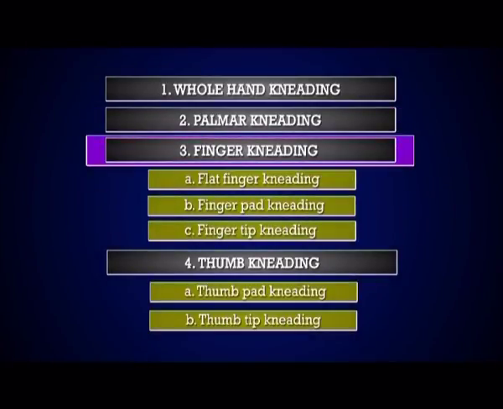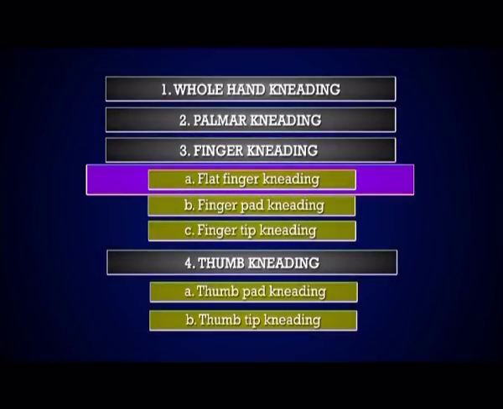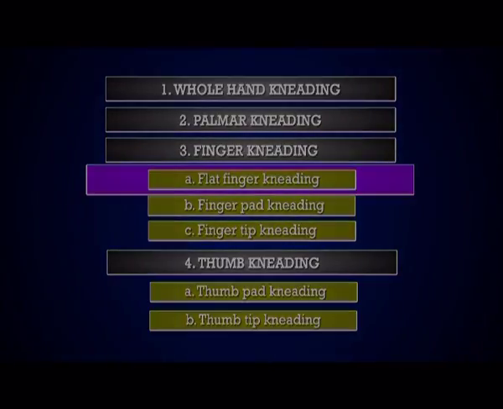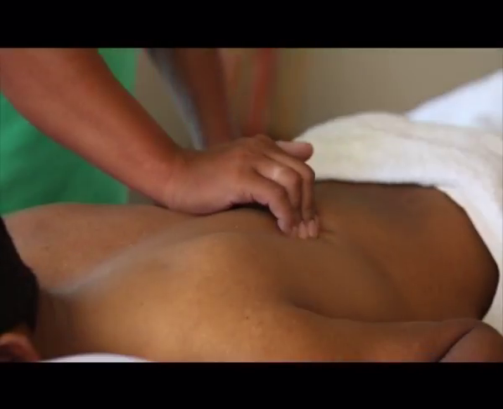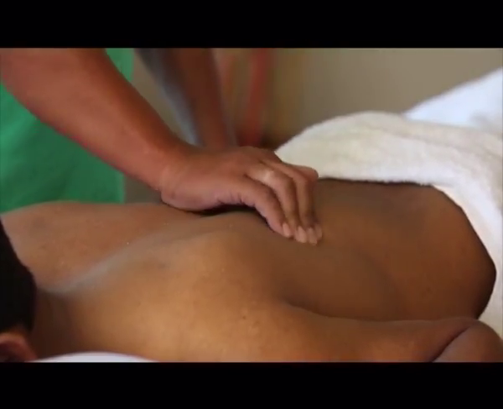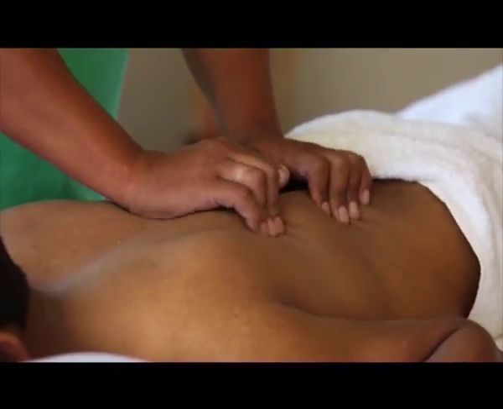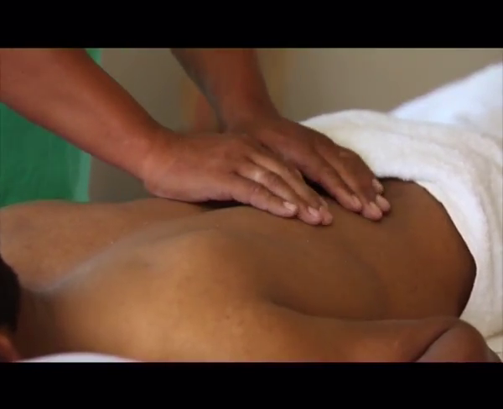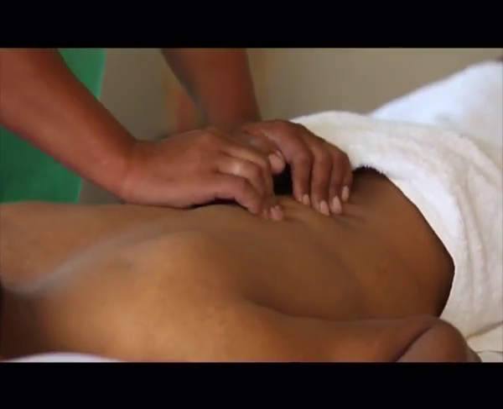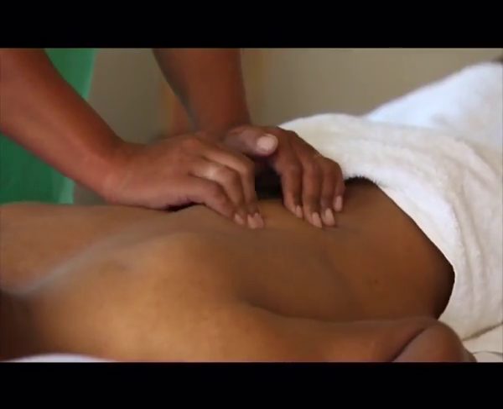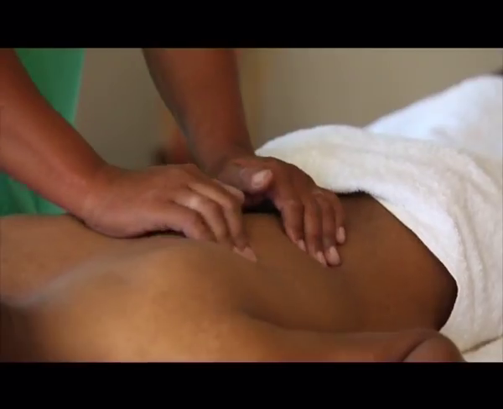Number 3, finger kneading. In this we have A, flat finger kneading. This is performed with the palmar surface of the 2nd to 5th digit, with the palm and thumb remaining off contact. It is often used to work on less muscular or poorly padded areas.